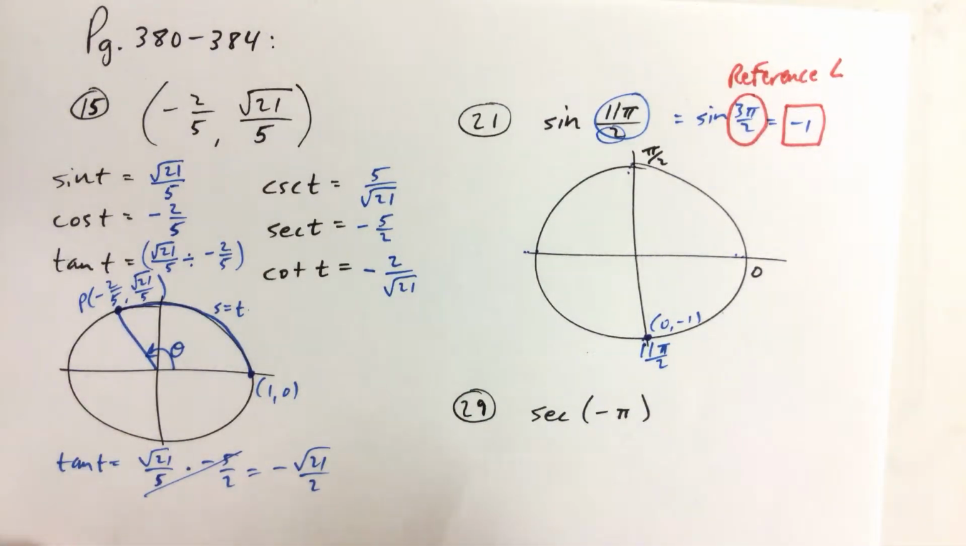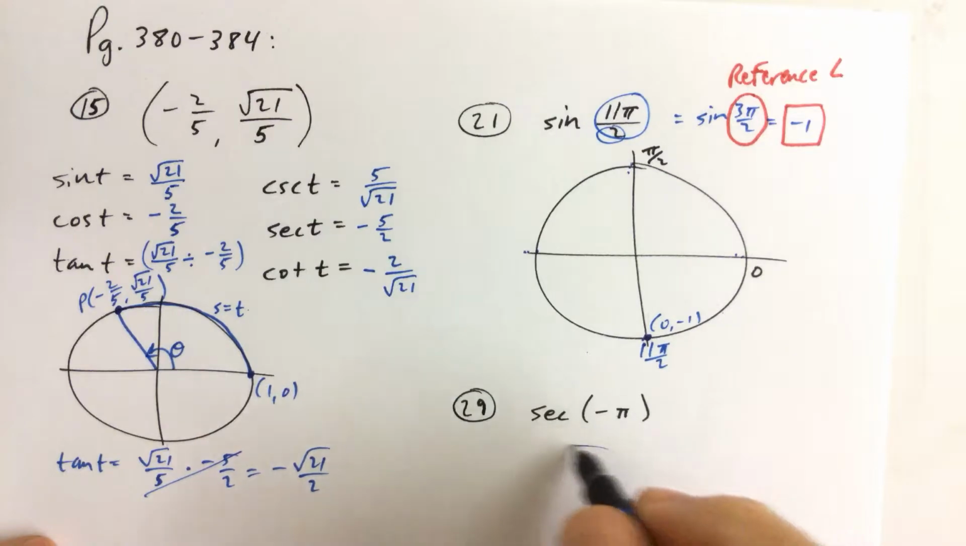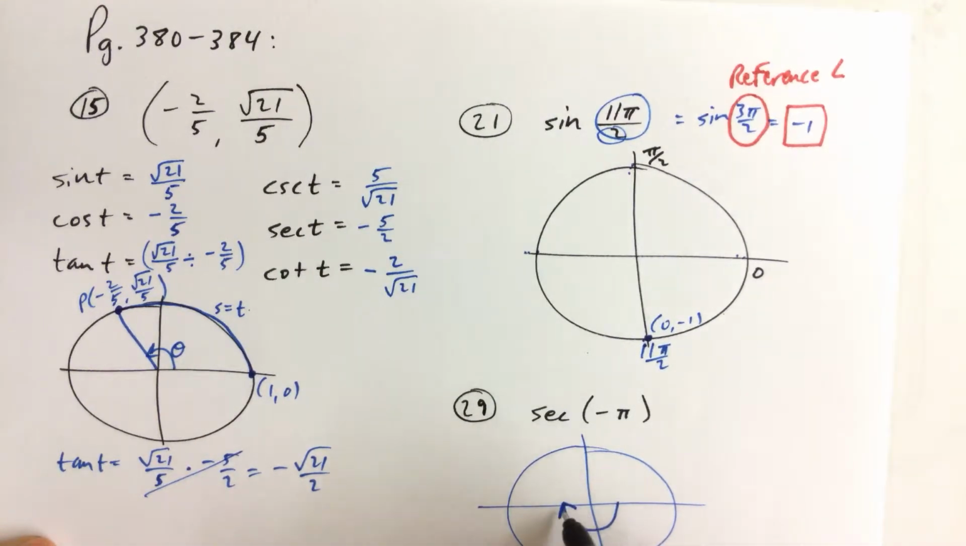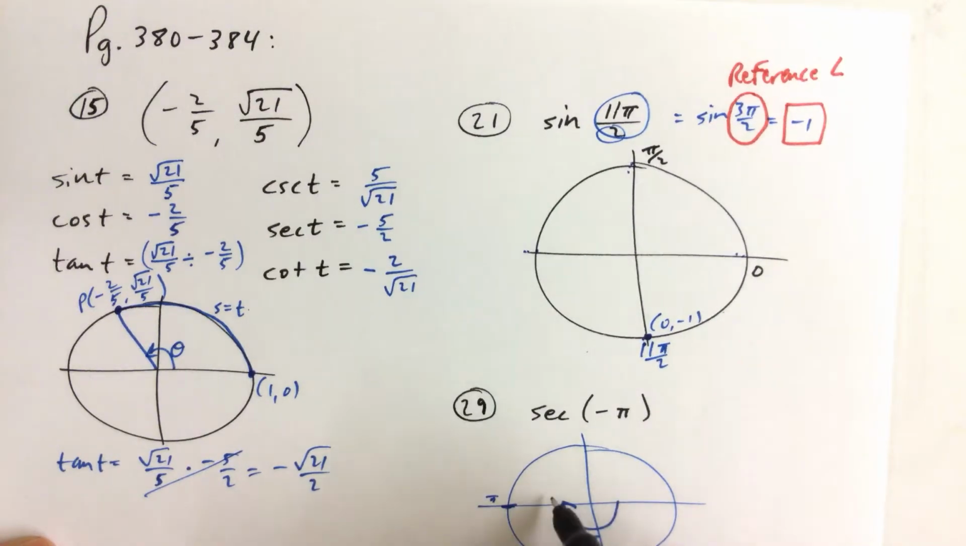All right, so then number 29, secant of negative pi, we draw a circle, find negative pi. So negative pi is right here. This is negative pi. And it's the same angle as you'd get when you go this way around pi. So you go counterclockwise, you're still right here on the unit circle.